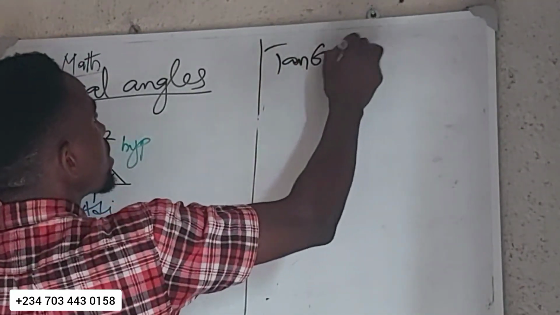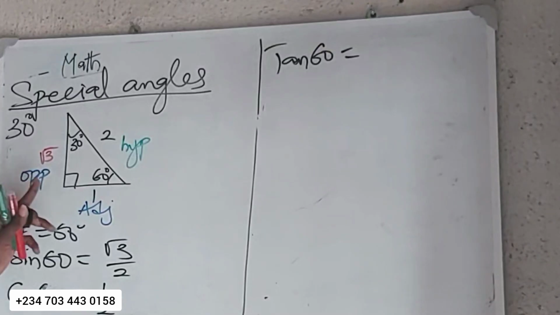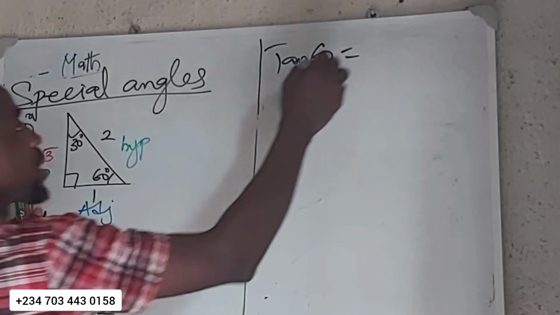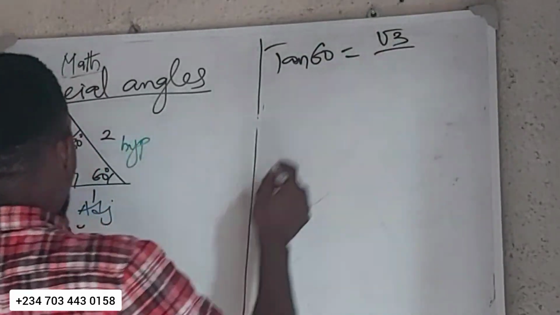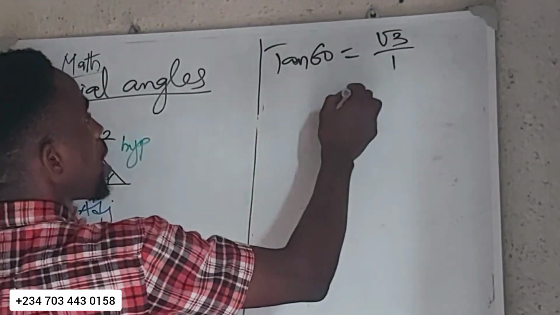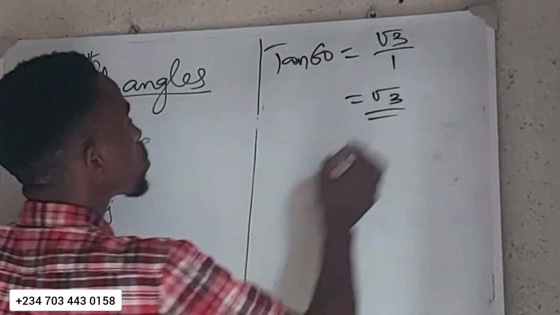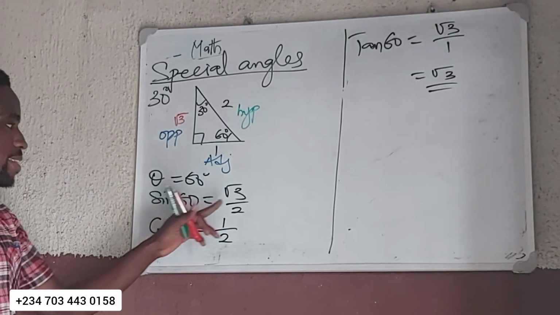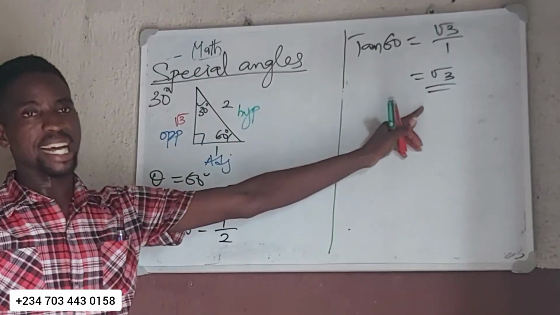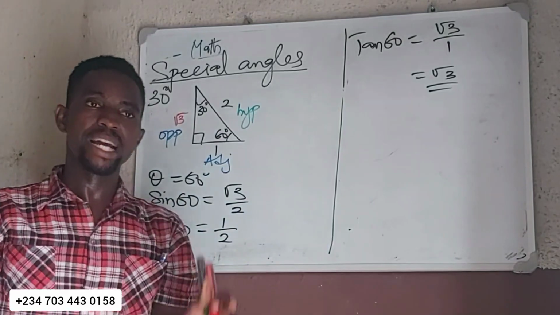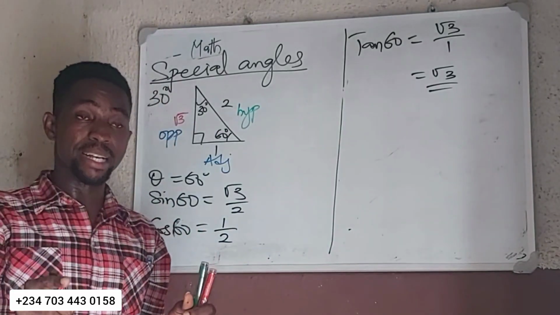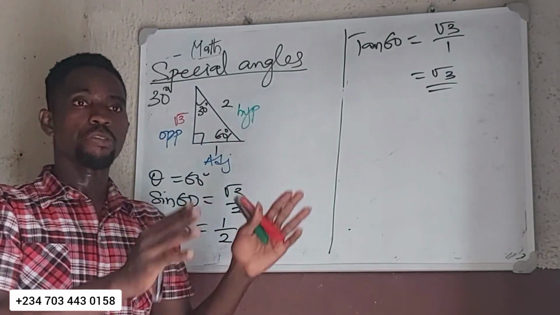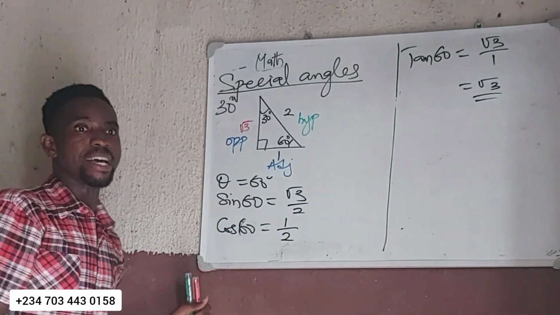Then we'll talk about tan. Tan is opposite over adjacent. Our opposite is root 3 and our adjacent is 1. So root 3 upon 1 is the same as root 3. So what we have just found are the values of sine 60, cos 60, and tan 60. Remember, if you are writing any external exam, especially the JAMB exam, you are going to need to memorize these values, for your physics or your mathematics exam, and even chemistry.